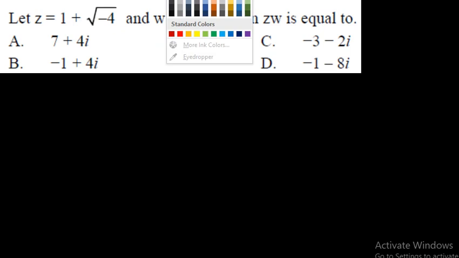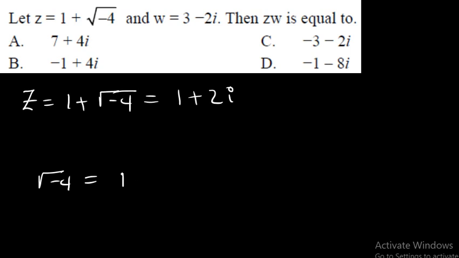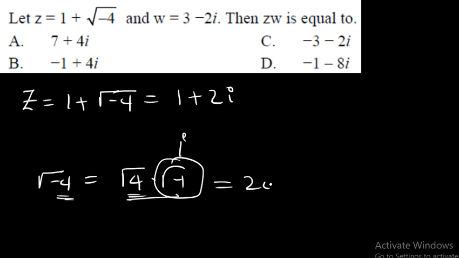The next one, we have 2 complex numbers Z and W. Z is equal to 1 plus radical negative 4. This is the same as 1 plus 2i. Square root of negative 4 means square root of 4 times square root of negative 1. When there is a negative in the radical, you can write it in this way. Radical negative 1 means i, and radical 4 means 2, so it will be 2i. It can be written in this way.